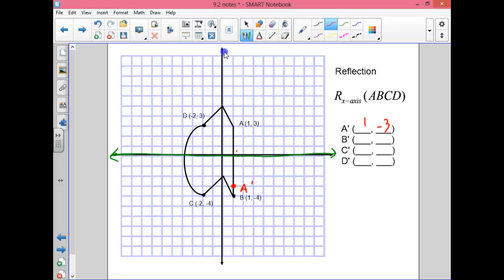All right, then I'm going to take B, and I'm going to reflect B. B is 1, 2, 3, 4 units between the line of reflection, so I'm going to go up 4. Up here. All right, so B ends up being the point 1, 4.